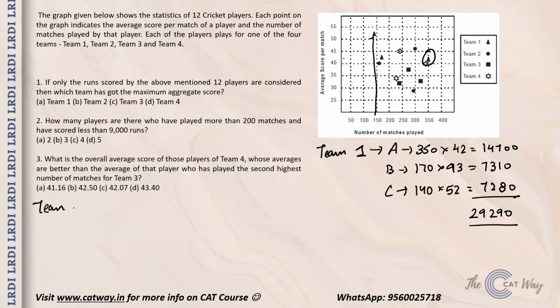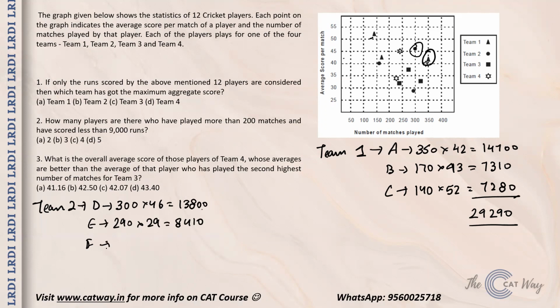Okay, let's say we have team 2 over here. Now the player who has played the highest number of matches for team 2 is this guy. How many matches did he play? He has played 300 matches with an average of 46. So he has scored 13,800 runs. Then there is player E who has played 290 matches with an average of 29. So he has scored 8,410 runs. Then we have player F who has played 160 matches with an average of 40.